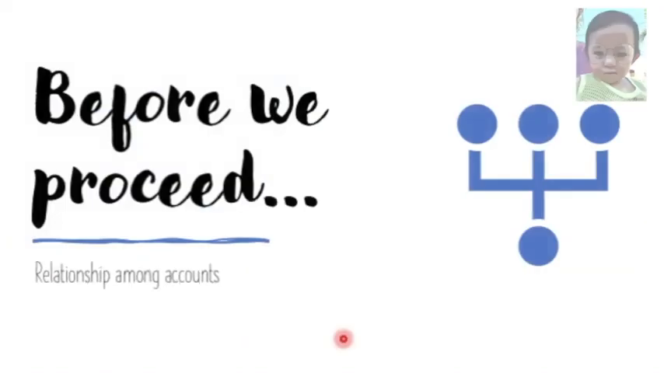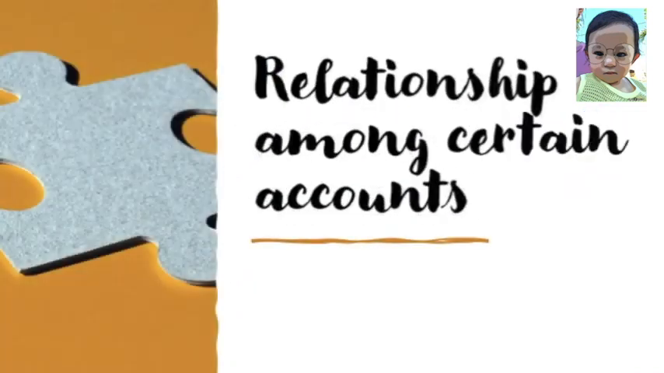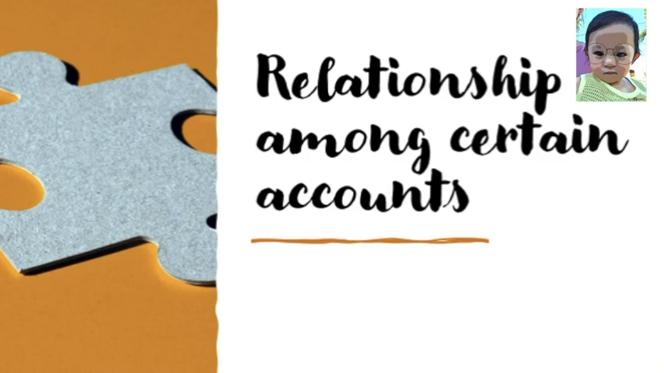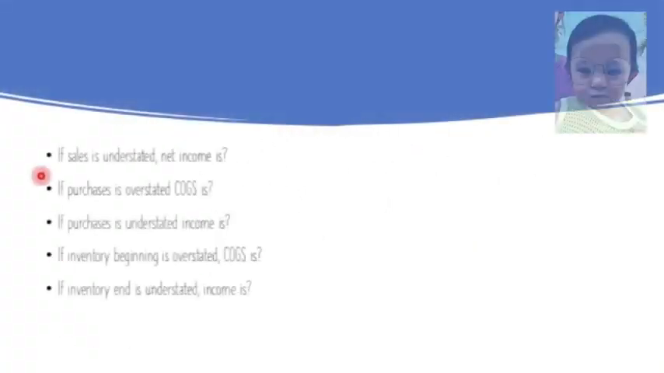Before we proceed with the discussion, it's important that you know the relationship among accounts, whether direct or indirect. So let's have some sort of exercise on the relationship among certain accounts. If sales is understated, net income is understated as well. For a better exercise, let's use this sample income statement.